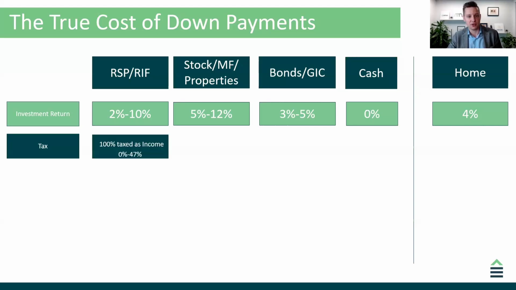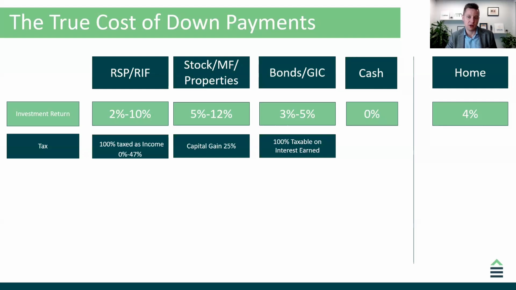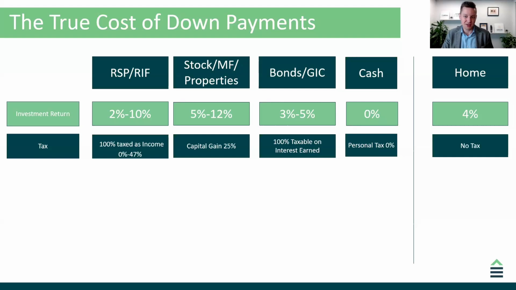Now let's look at the tax component here. If you had an RSP or RIF, then 100% of that income is taxed as income. So it really depends on your tax bracket. It could be anywhere from 0 to 47%. If you have stocks or mutual funds or properties or anything like that, and you were to sell it, there's capital gains. And of course, capital gains has now changed and is now a little bit more expensive than 25% in some cases, but you'd be paying at least 25% on the capital gains. If you have money invested in bonds or GICs, then 100% of it is taxed on the interest earned. And then cash, if there's no return, there's no tax rate. And if you're pulling money out of your home, then there's no tax.